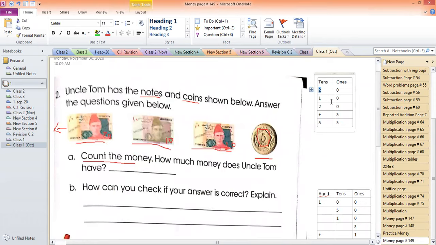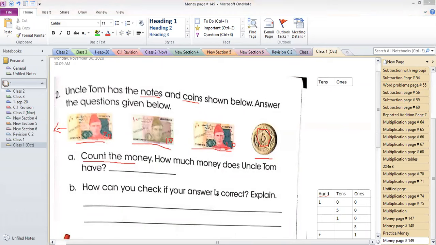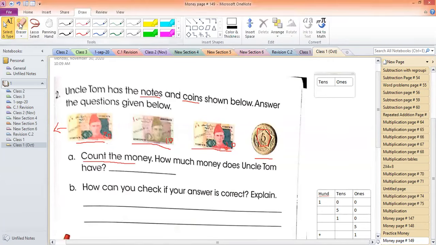Did you open the book, guys? Yes, did you open the book? I need to open your mic for that. Did you open your book, page number 149? Yes, okay, sir. I open it. Very good.